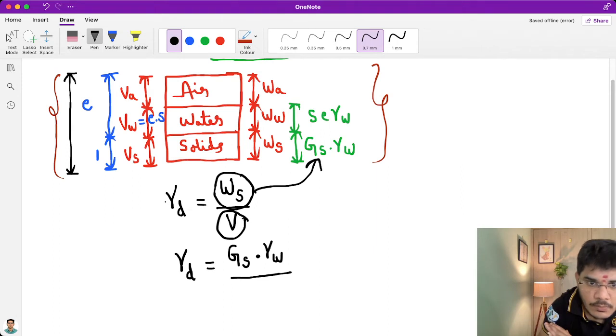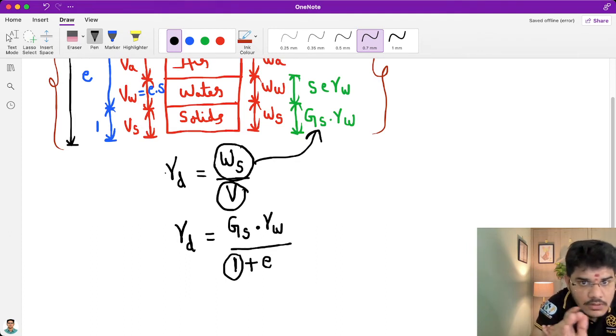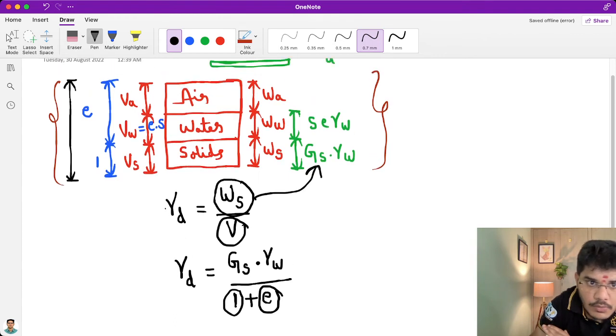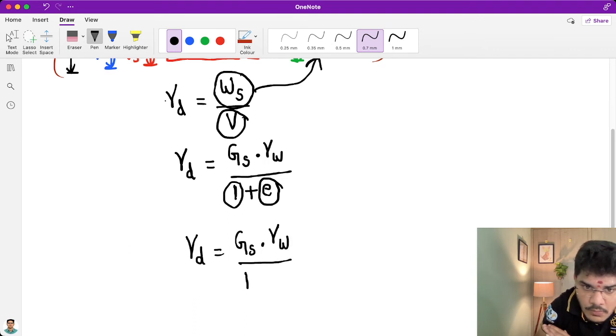That is, I can write 1 + e. Here 1 is nothing but the volume of soil solids, that is Vs equal to 1, according to the assumption with which we derived all these relationships. Void ratio is the volume of voids to the volume of solids, and since volume of solids is equal to 1, directly in place of volume of voids we can write void ratio. So finally gamma d is equal to Gs, the specific gravity of soil solids, into the unit weight of water, divided by 1 + e.